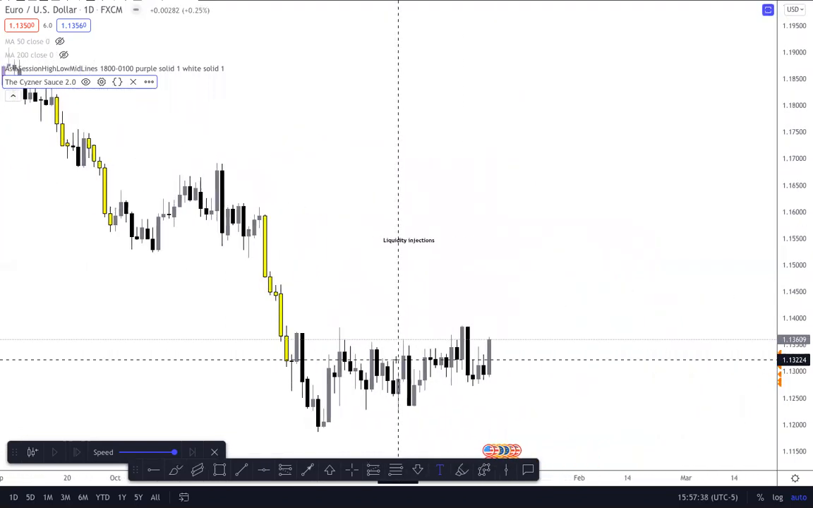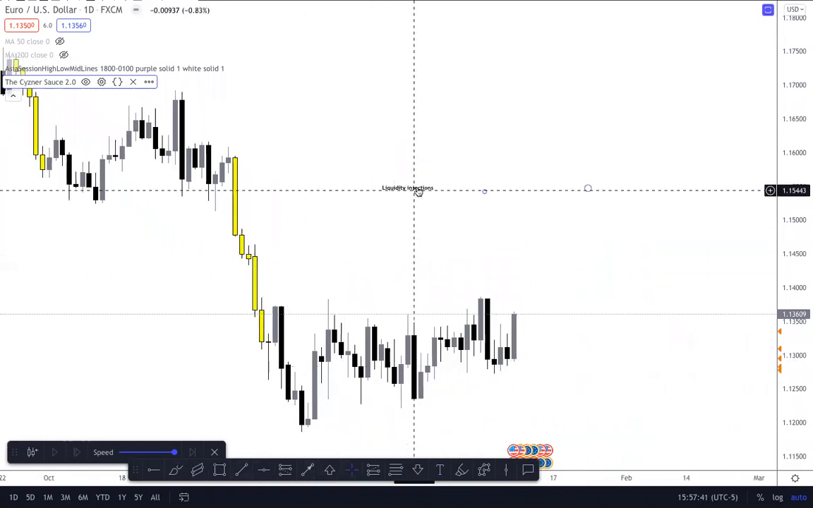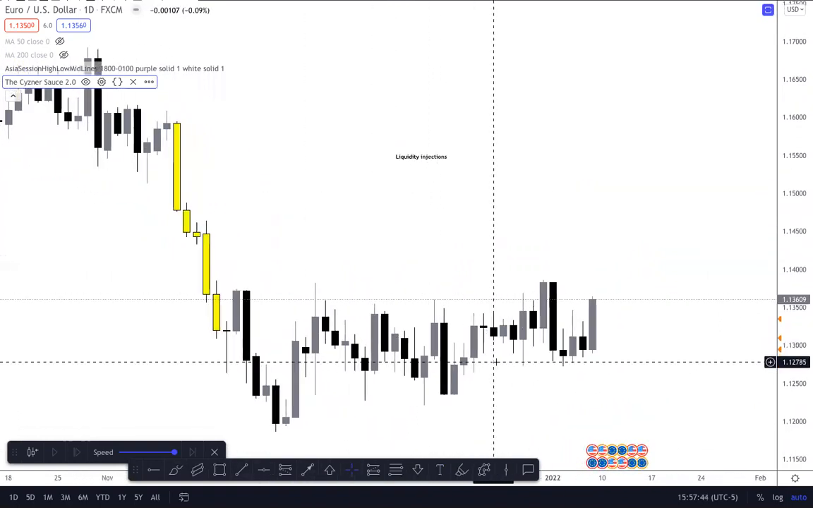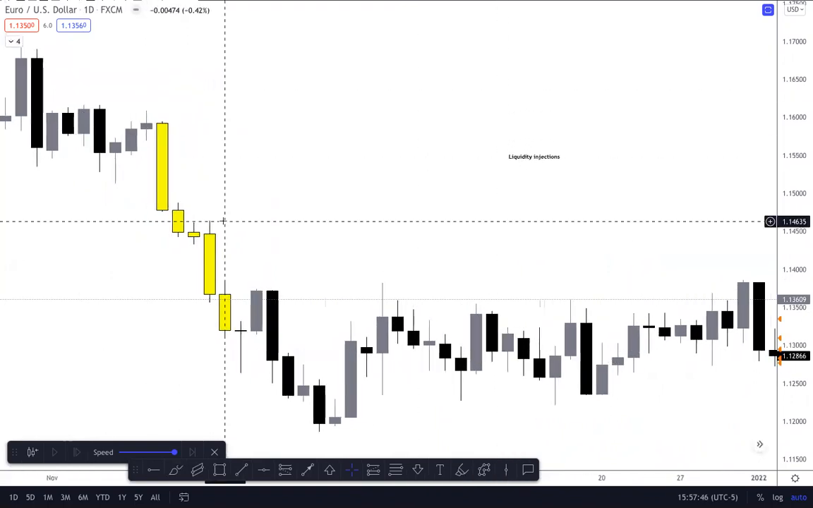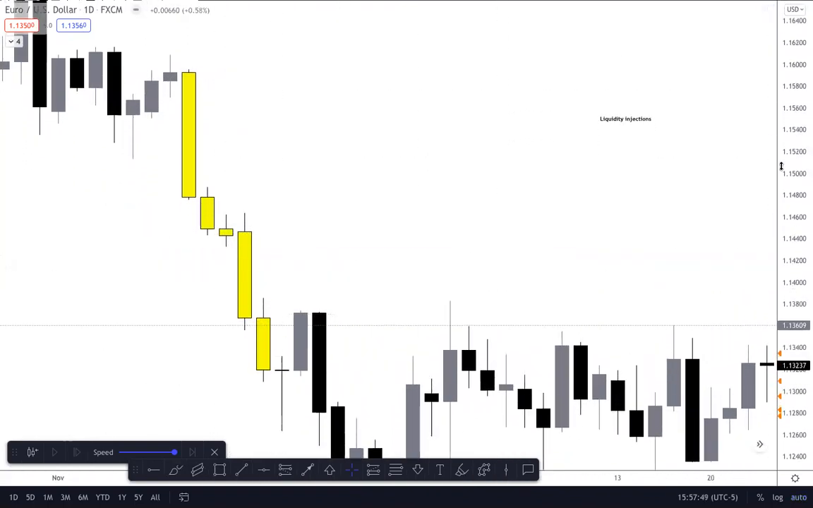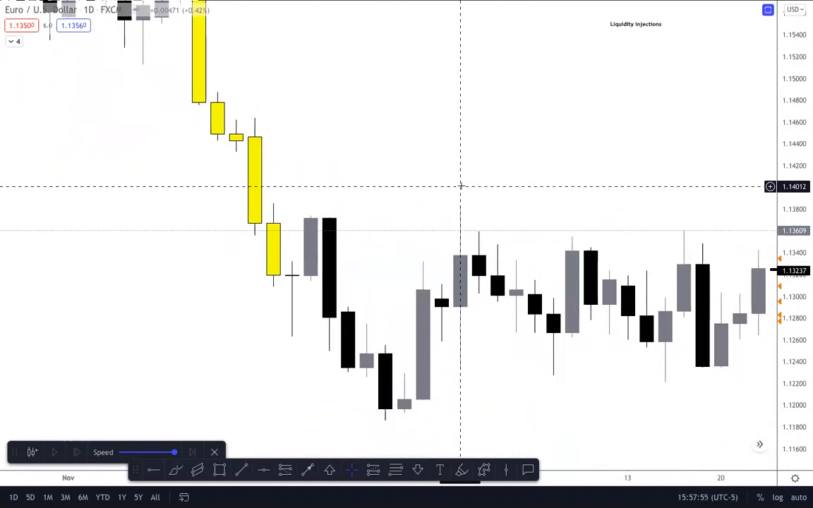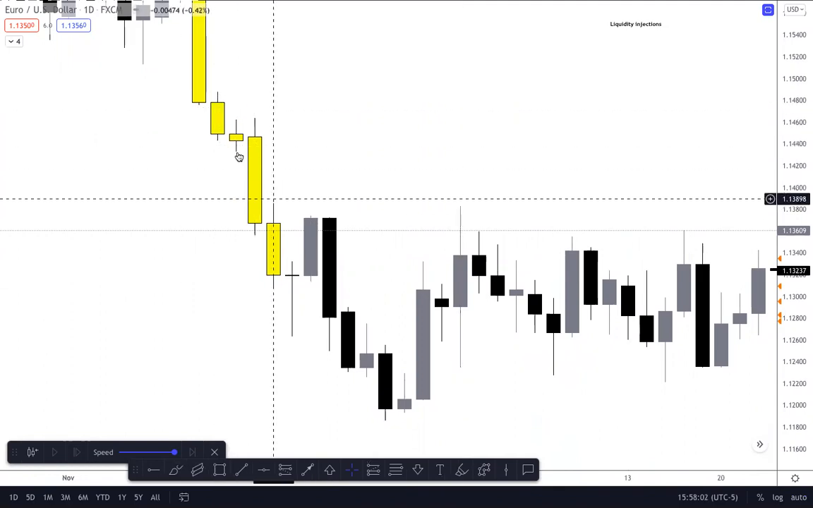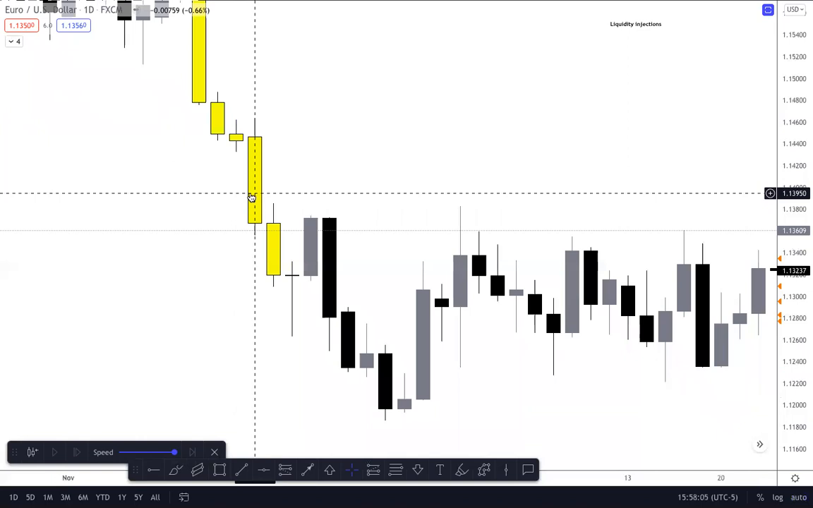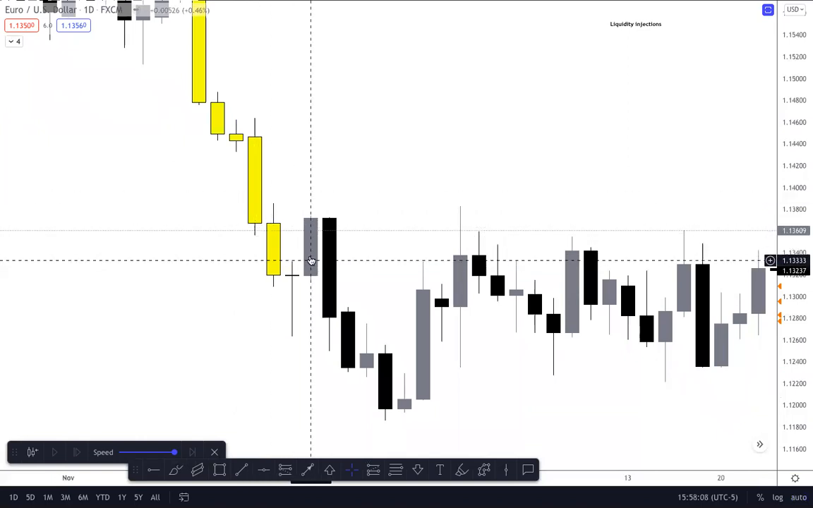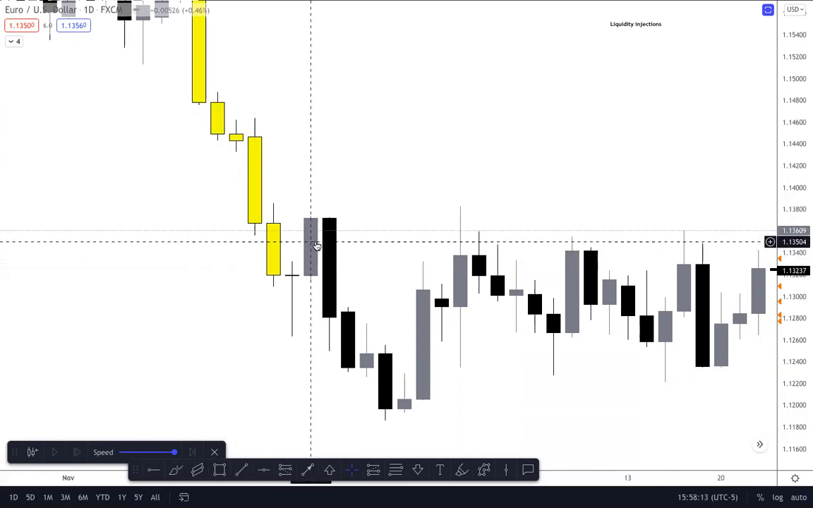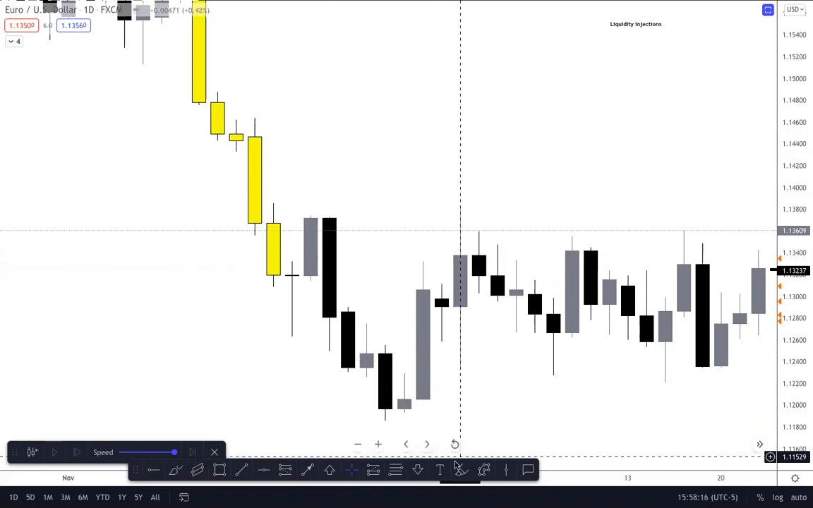Anyways, to get right into it, how do we identify liquidity injections, right? Well, it's actually very simple. The first thing that we need to do is identify the true imbalance in the market. As you can see here, we have a yellow or a seller's imbalance in the market. And once we have discovered or identified a true imbalance, the first thing that we need to do is identify the following candle after that imbalance in the market.